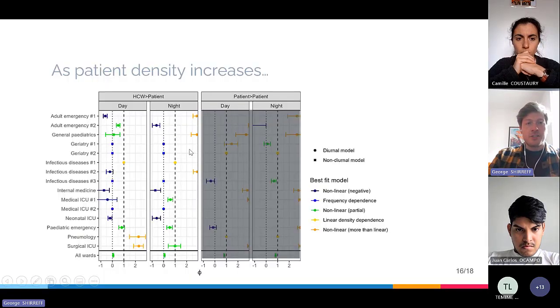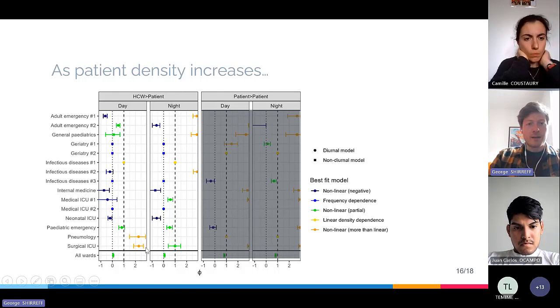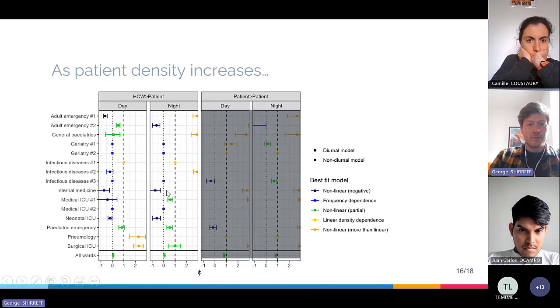But if we look just at the dependence on patient density, we can see here the way in which healthcare workers form contacts with patients as patient density goes up, and you see a lot more instances where there are these higher values. So like these orange values here and here, where there seems to be more density dependence, and then several instances where it's in between frequency and density dependence. But anyway, it seems like it starts to deviate more from this frequency dependent paradigm when you consider just patient density.